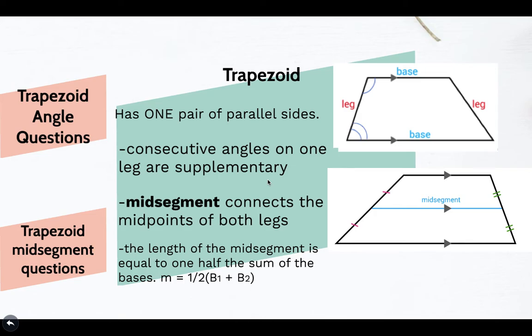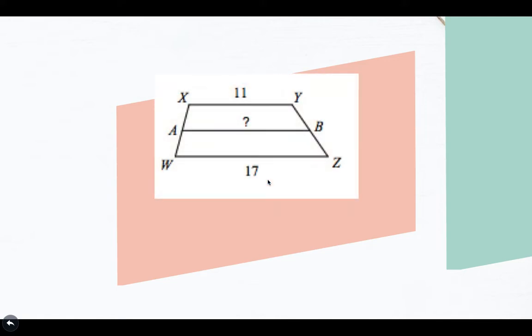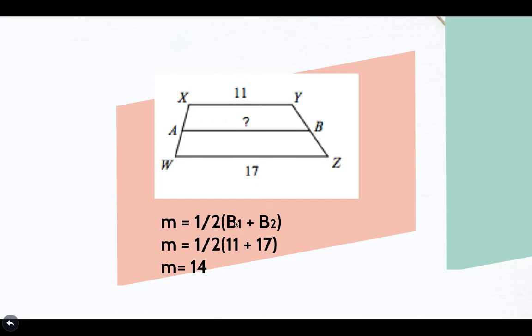Let's take a look at our trapezoid mid-segment questions. Okay, so here we have side XY and side WZ as the two bases, and AB is our mid-segment that we need to find the length of. So let's recall our formula, which is 1/2 times the sum of the two bases. So 1/2 times 11 plus 17. Do this addition first, and then take 1/2 of that. We will get 14.